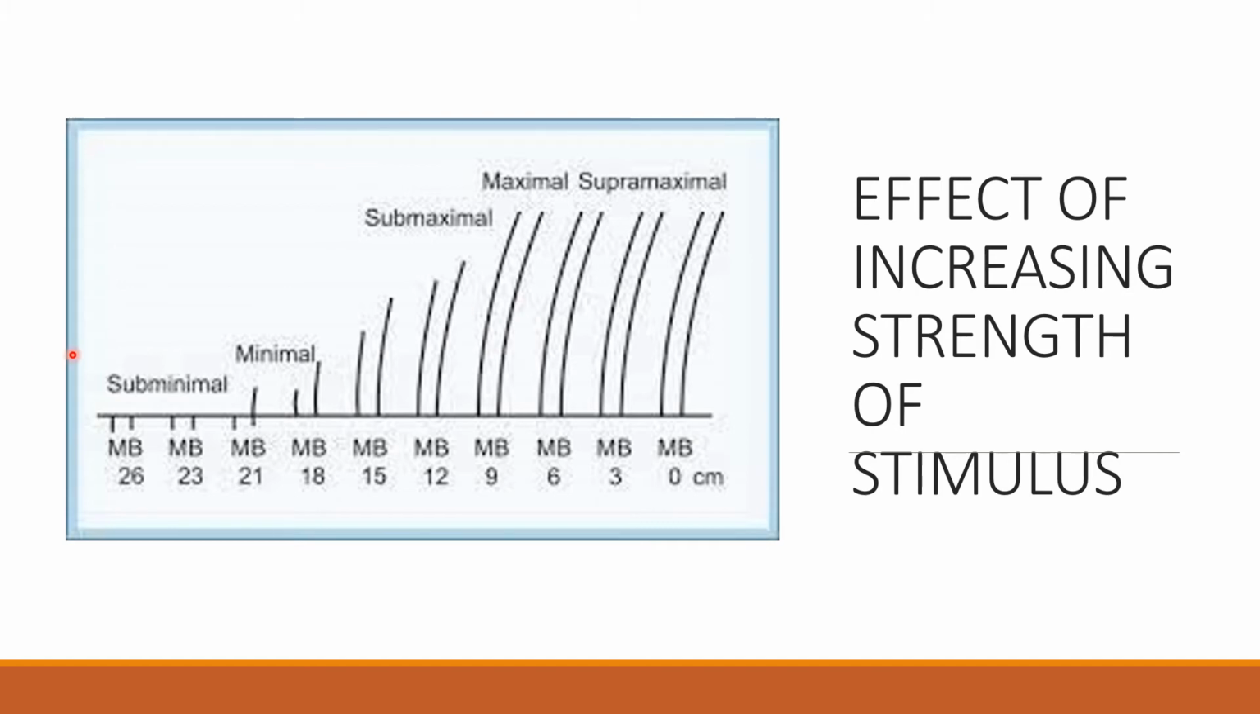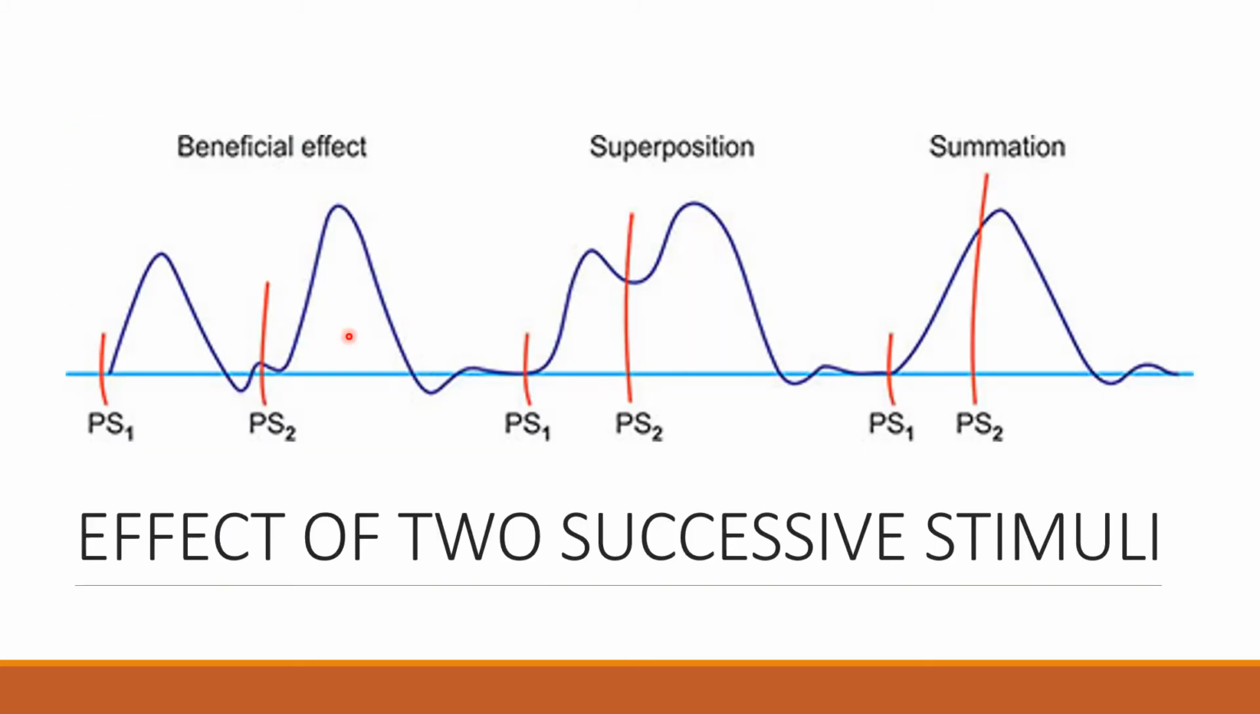So that is the concept you should remember for this graph. Okay. So the next graph is effect of two successive stimuli. So here what is happening? Two stimuli, PS1 and PS2. Two stimuli are paired and applied to the muscle.